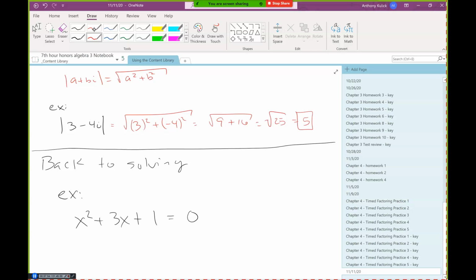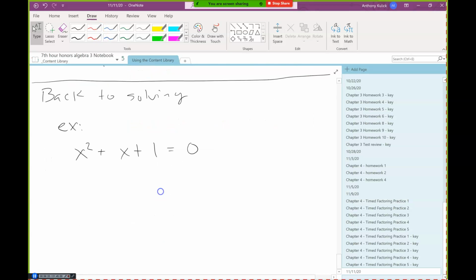So let's say we want to solve x squared plus 3x plus 1 equals 0. Can we factor this? Two things that multiply to give us 1 and add to give us 3? No, right? Hold on one second. Hold on, I got to think. Sorry, let's just make it 1. The other one wasn't going to work out the way I wanted it to.